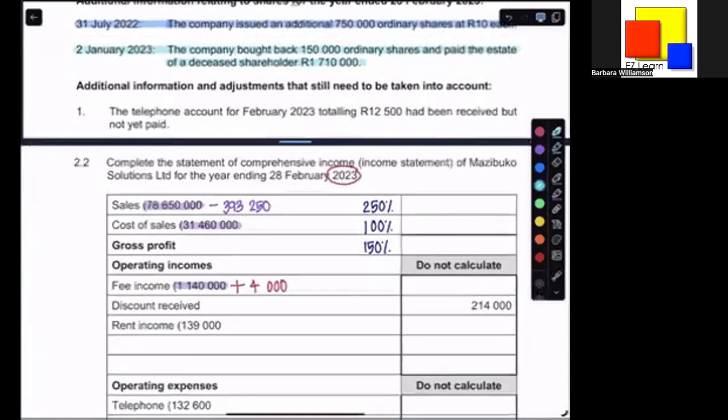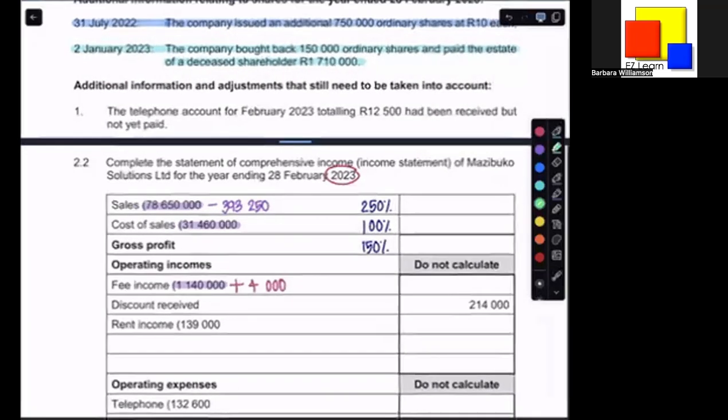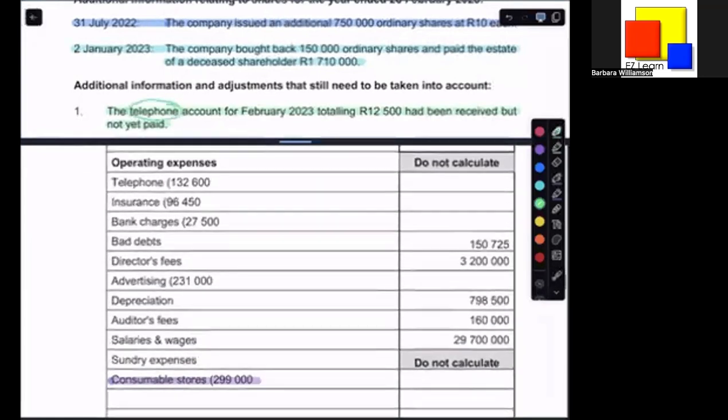Additional information and adjustments that still need to be taken into account. The telephone account for February, totaling 12,500, had been received but not yet paid. This is a nice, easy one just to warm you up into how we do these adjustments. The two accounts involved are always given in the information. Look for the clues if they're not actually given specifically. Over here, obviously, we can see telephone. That is going to be one of our accounts. So we'll go to the telephone over here.